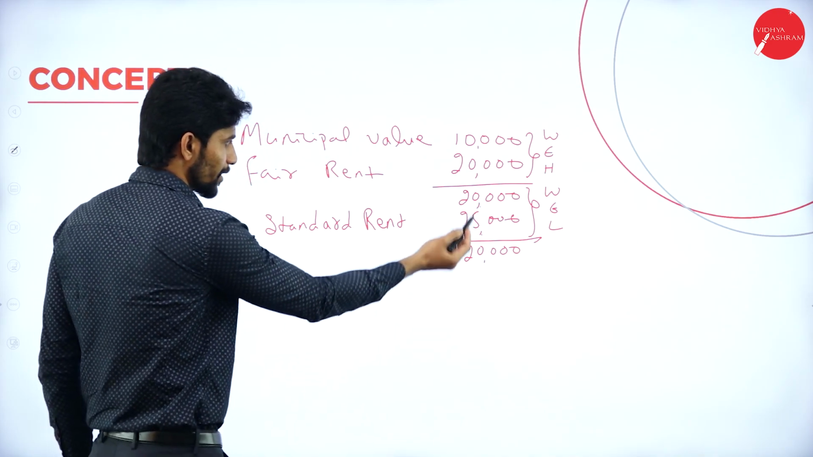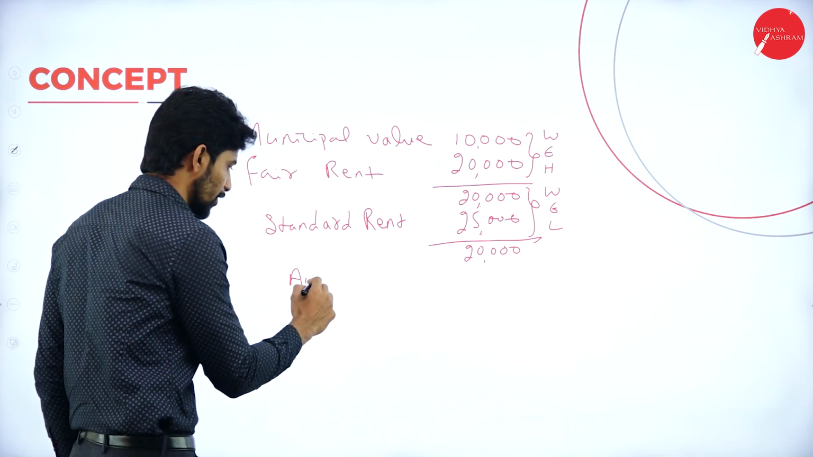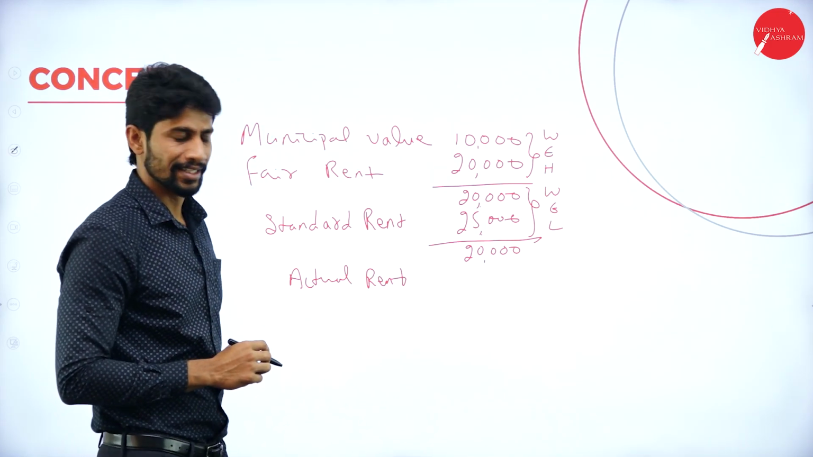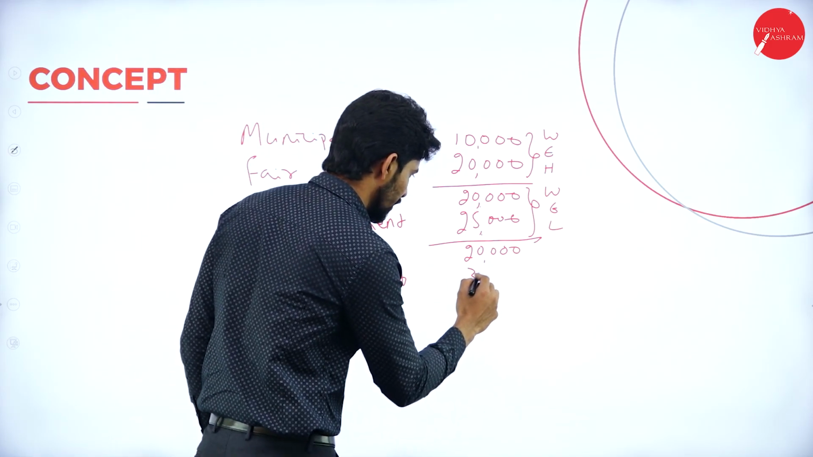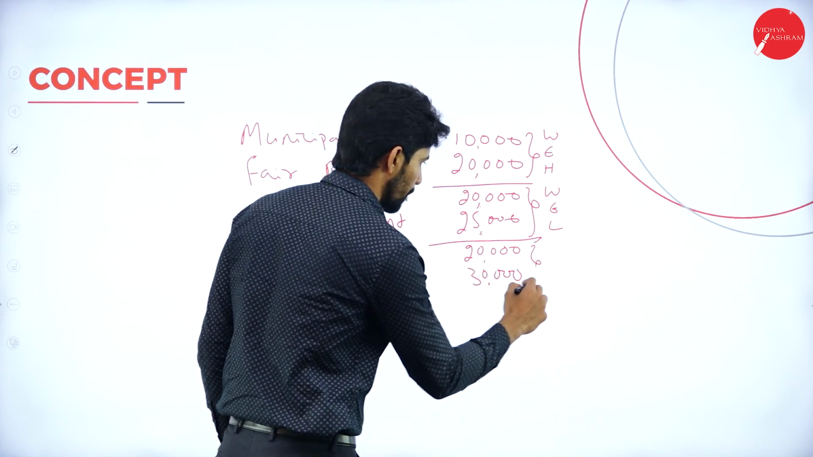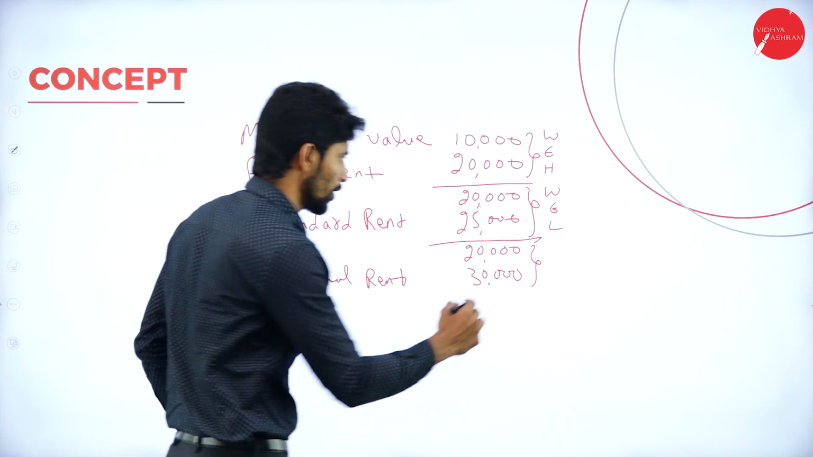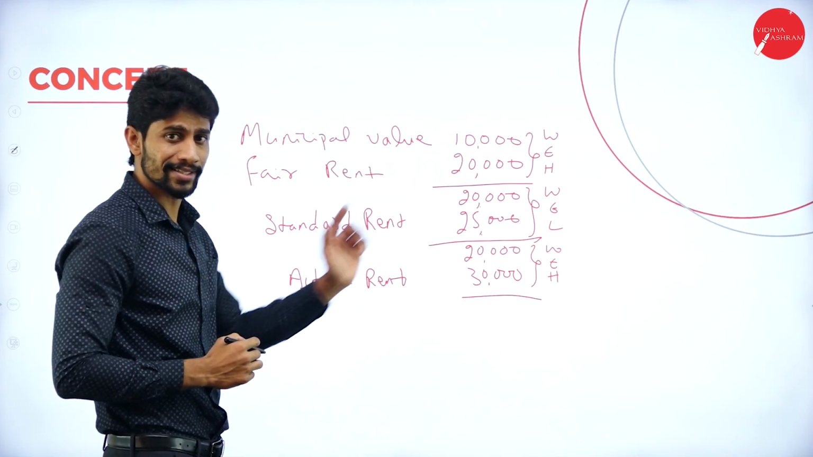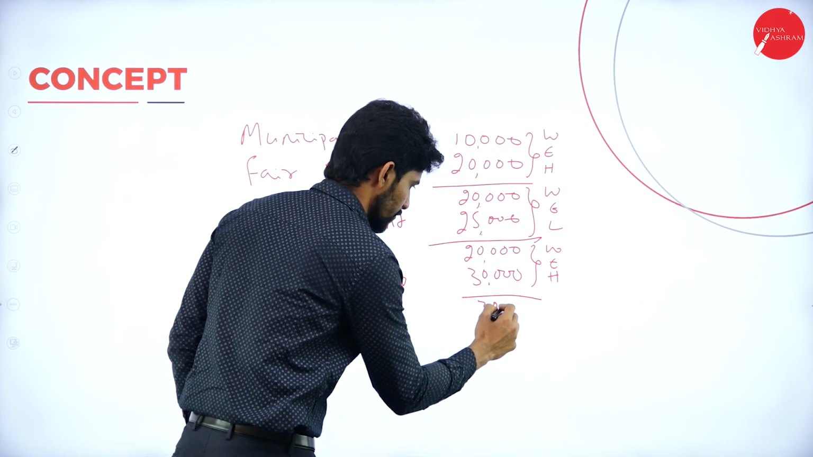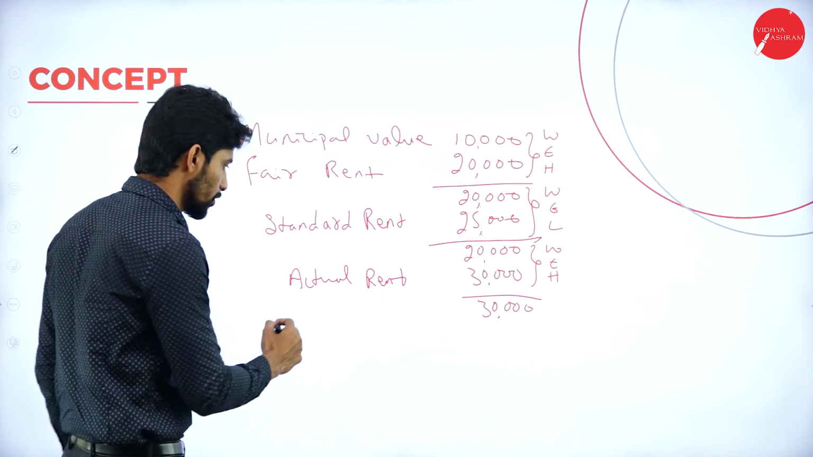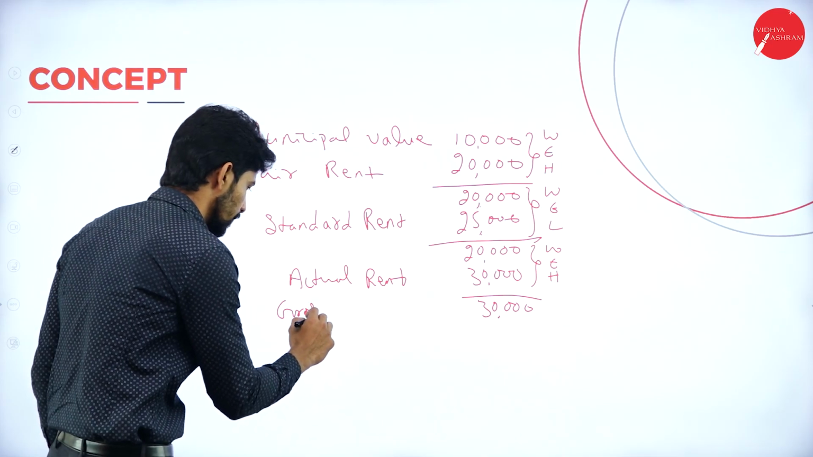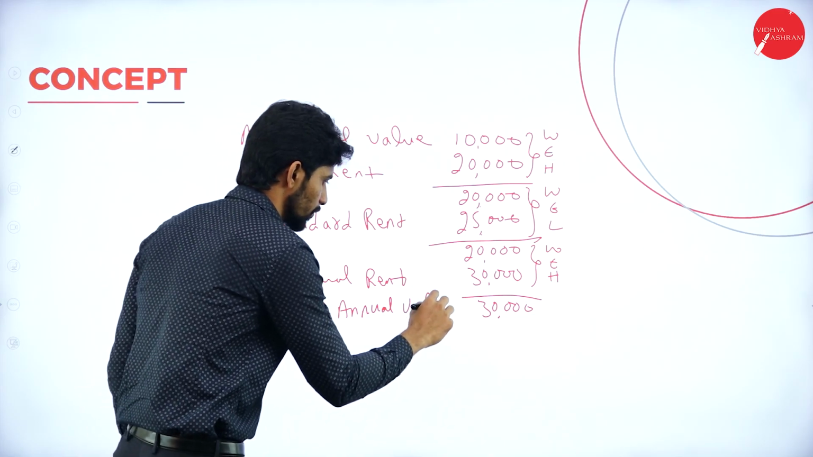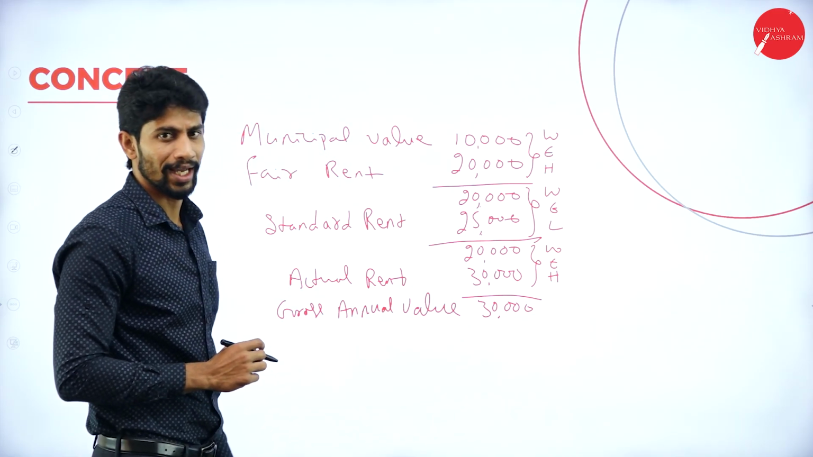So now compare this 20,000 with actual rent, that is rent received. What is the actual rent? For example, say 30,000. Now in these two, whichever is high. Which is the highest amount? Yes, it is 30,000. So this 30,000 is called what? Gross annual value. Very easy.